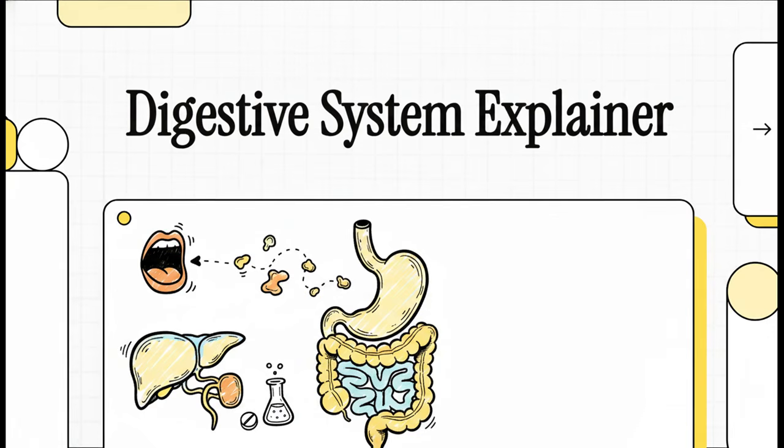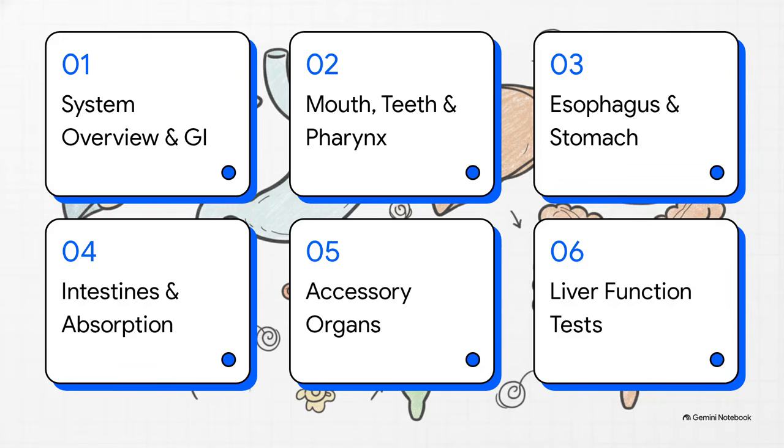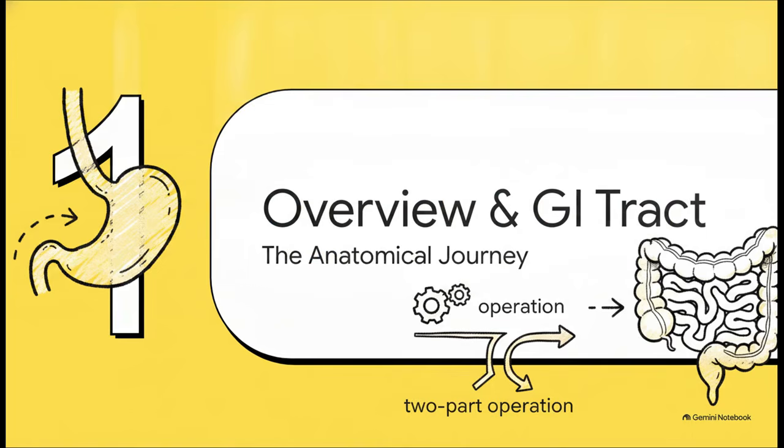So get ready to take some high-yield notes because we're going to make learning this system efficient, accessible, and totally memorable. Here's our roadmap for today. We'll start with a system overview and the GI tract, then move down through the mouth, teeth, and pharynx. After that, we'll hit the esophagus and stomach, the intestines and absorption, the accessory organs, and finally wrap things up with liver function tests. Section 1. System Overview and GI Tract.